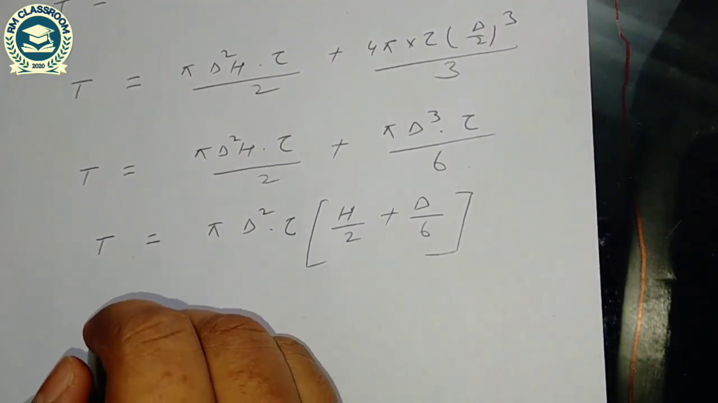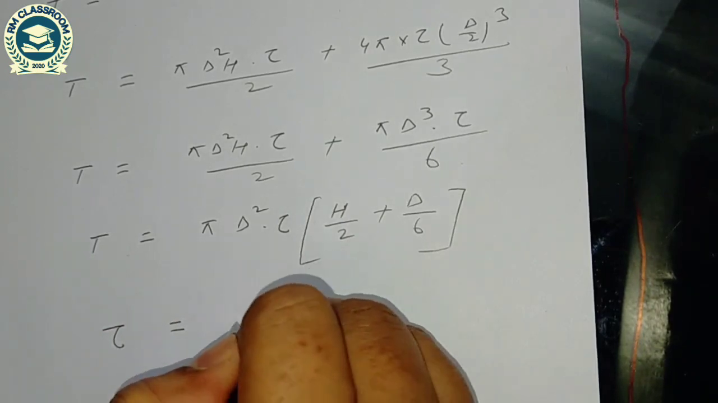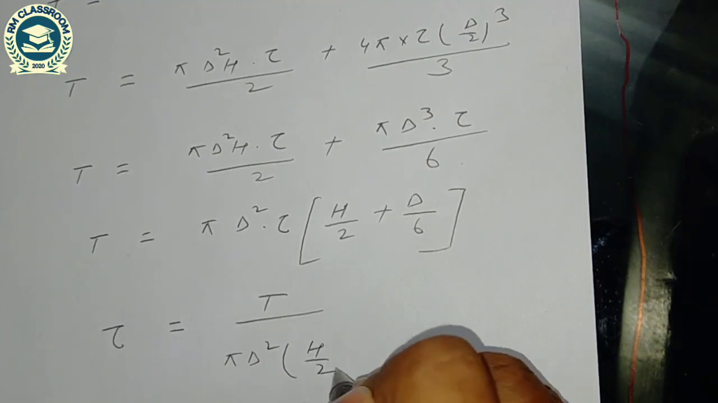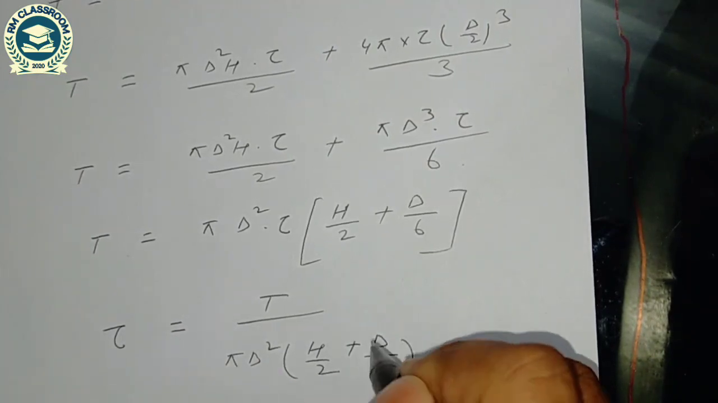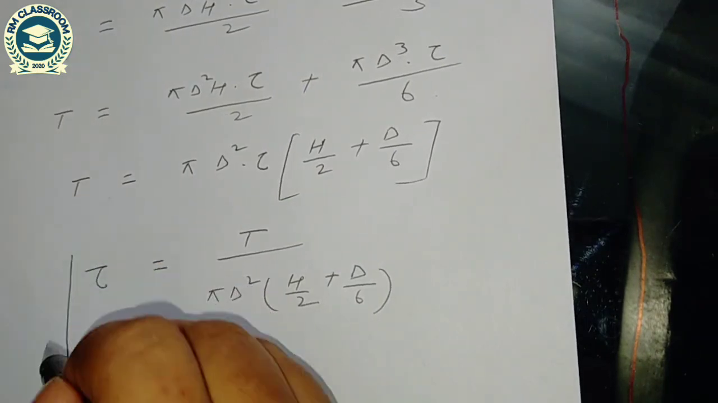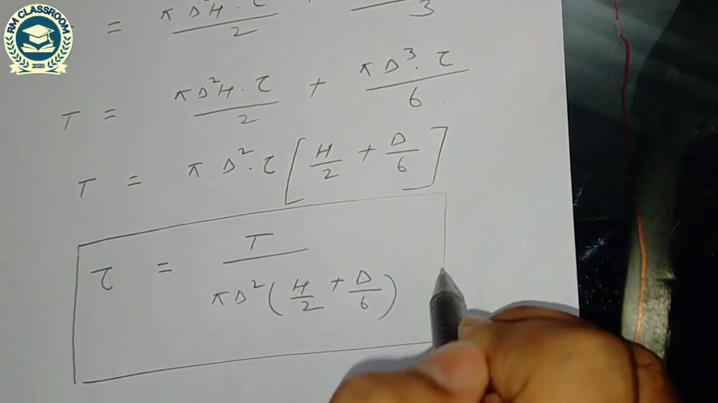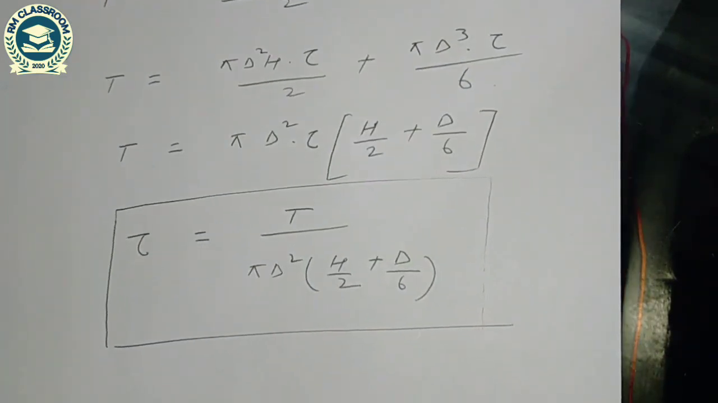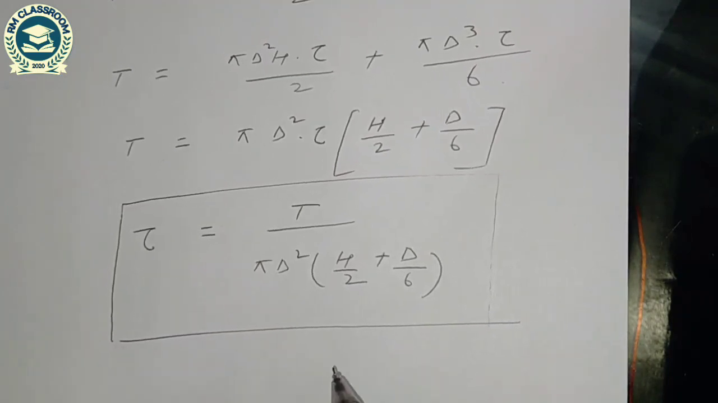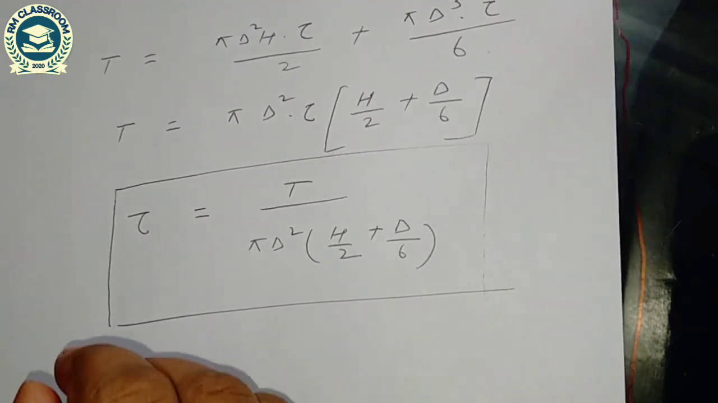So shear strength can be written as T divided by pi d square into (h by 2 plus d by 6). So this is the expression of the shear strength of the soil when both top and bottom partake in shear.